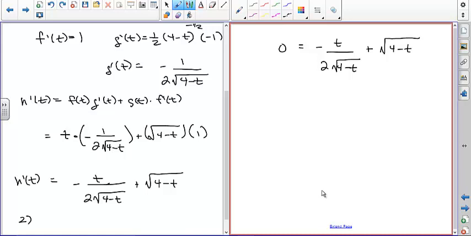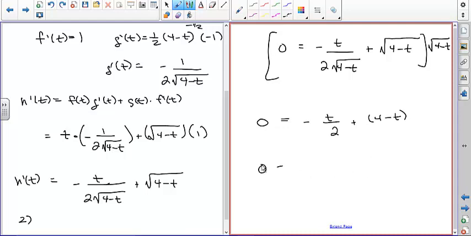So the question is, what values of t does that go to 0? So probably what I would do is multiply the whole thing by the square root of 4 minus t. That way I get rid of this in the denominator. And when I multiply 0 times that, I get 0, so this still stays 0. And then I'll end up with negative t divided by 2, because this cancels out. And when I multiply the square root of 4 minus t times the square root of 4 minus t, I get 4 minus t.